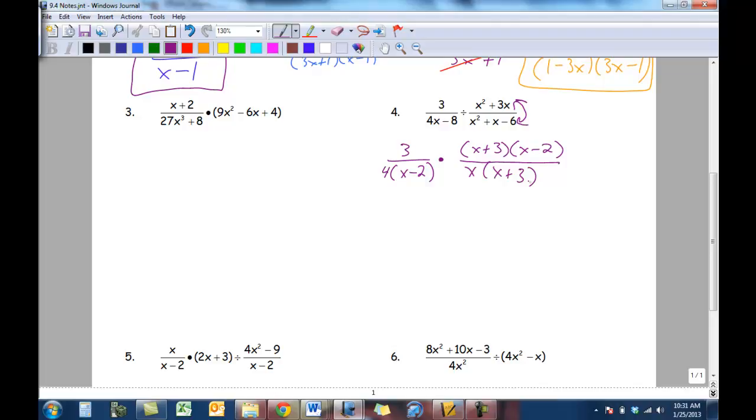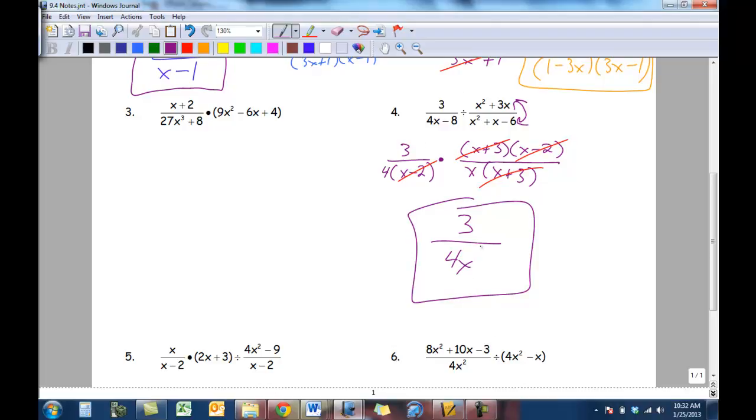So everything's factored. Everything's being multiplied here, so what can cancel? I got x plus 3 and x plus 3. I got x minus 2 and x minus 2. Our final answer, the only thing that's left on top is 3, and on the bottom is 4x. Look at that. This big mess turned into this cute little teeny tiny thing. Look how cute it is.